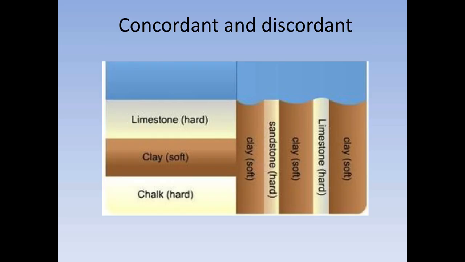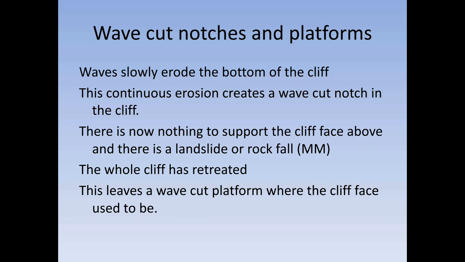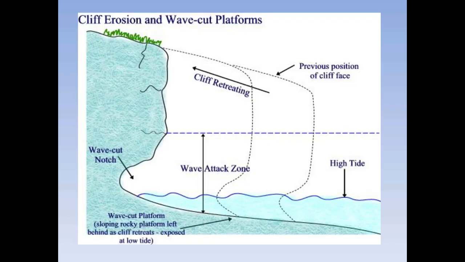Okay, so you need to spend a little bit longer making sure that you can understand headlands and bays in the discordant, which is fairly straightforward and obvious, but also the concordant, which is a bit harder. Wave cut notches and platforms. Now, obviously, you can pause the video at this point and copy that down. If you're a more visual learner, I would do your entire set of notes about wave cut notches and platforms on a diagram.